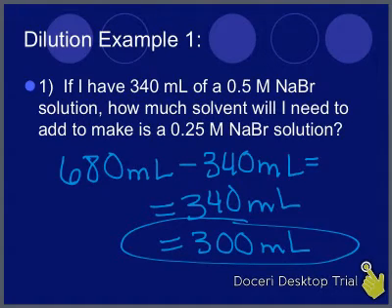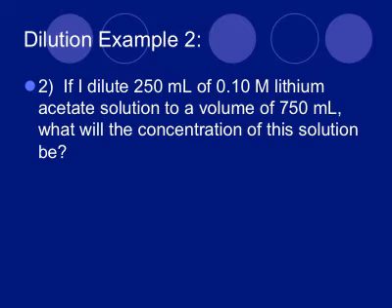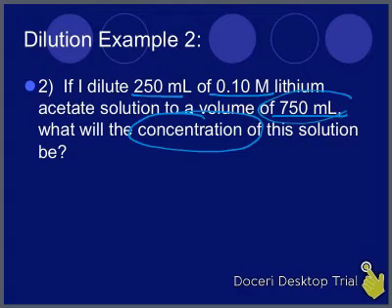Okay, so let's do another problem. You guys ready for a second example? Okay, number two: if I dilute 250 milliliters of a 0.1 molar solution to a volume of 750 milliliters, what will the concentration of the solution be? Again, I'm going to list my variables just so it'll help you see where I'm getting all these numbers.